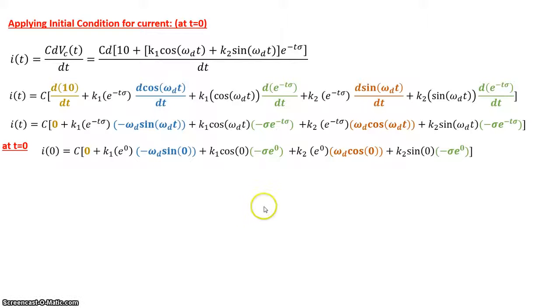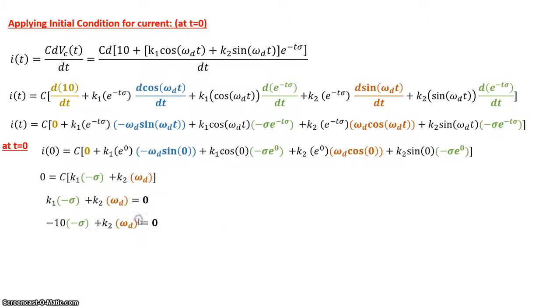Now at time t equals 0, let's plug in all t to be 0. So i(0) equals all t's set to 0. Sine 0 is of course 0. Cosine 0 is of course 1. So let's plug that in. So we end up with 0, since i(0) was 0, equals capacitor C times (K1 times minus sigma plus K2 times omega_d). So this is what we get.